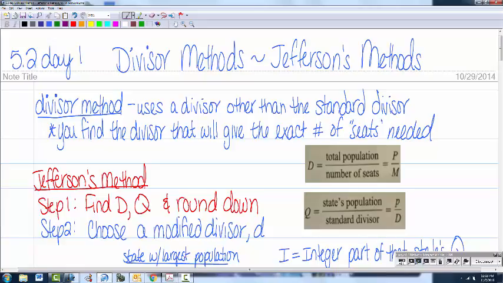It's always, I don't know, conditional is not the word. It depends upon where you're at, though, who thinks what is fair. So that's why these different methods came about. So Jefferson's method. This is strange.